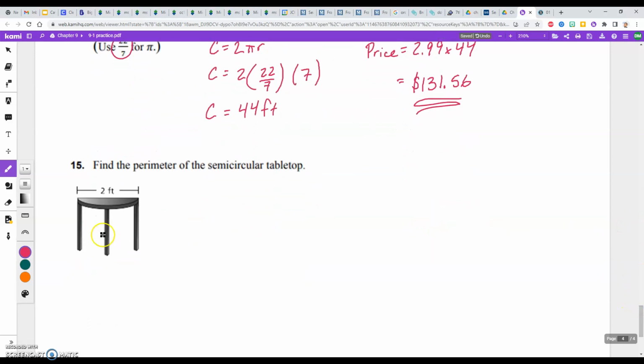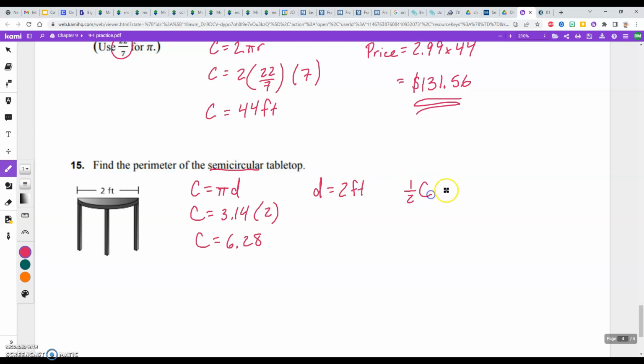The last problem is we want to find the perimeter of the semicircular tabletop. So we're given a diameter, so circumference equals pi times diameter. So that's 3.14 times a diameter of 2, and that's 6.28. The diameter itself is 2 feet, so we're going to go 1/2 the circumference plus the diameter, which is half of 6.28 plus 2, which means we're looking at 5.14 feet. There we go.